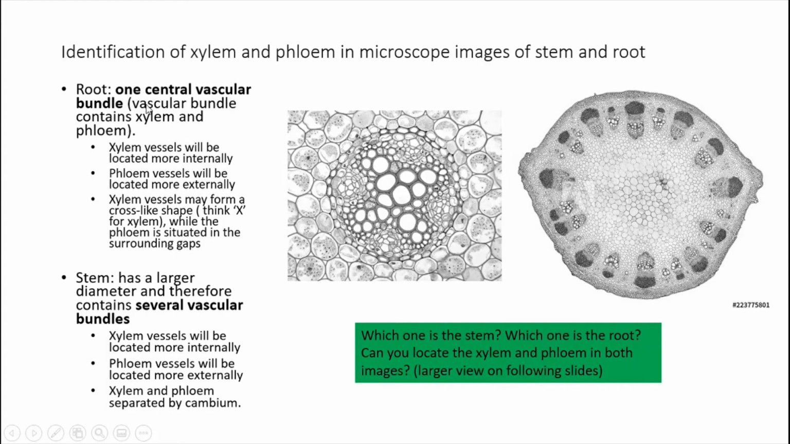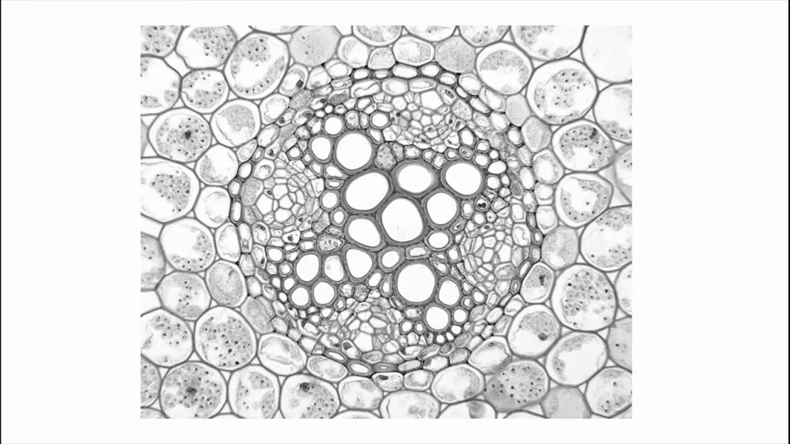So remember, the root has one central vascular bundle, whereas the stem has several vascular bundles. So based on that information, are you able to identify between these two images which one is the stem and which one is the root? So let's have a look at this first image here. So we can see that this is a root cell because there's just this one central vascular bundle.